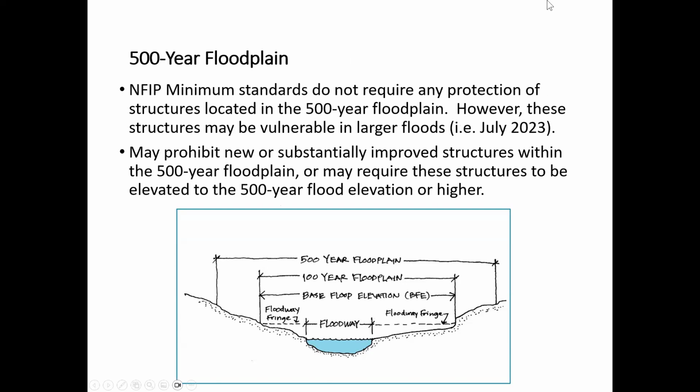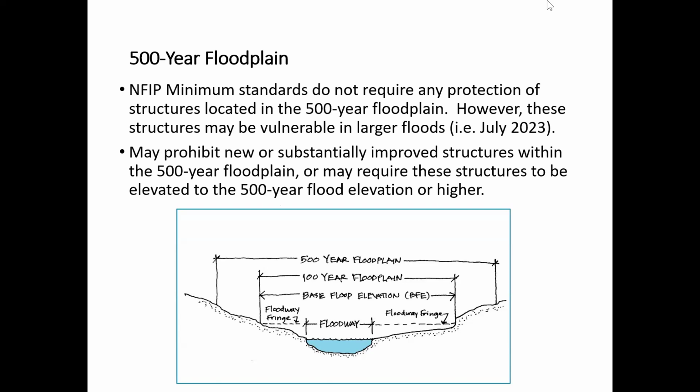And then something else is some communities have begun to regulate a 500-year floodplain, which, as we talked about, is a larger event than the 100-year flood, and therefore a larger area. The NFIP minimum does not require any protection of structures in the 500-year floodplain. Once you're out, you're just naturally above BFE, so there's no additional regulation. Those structures can be vulnerable in larger floods.